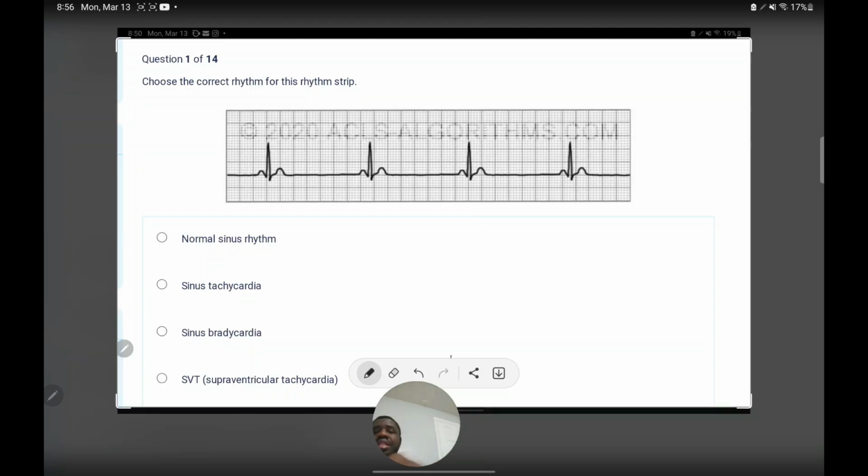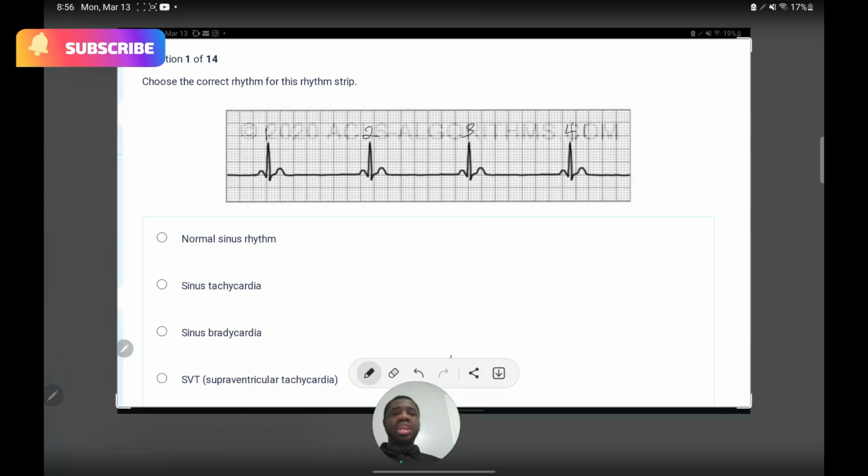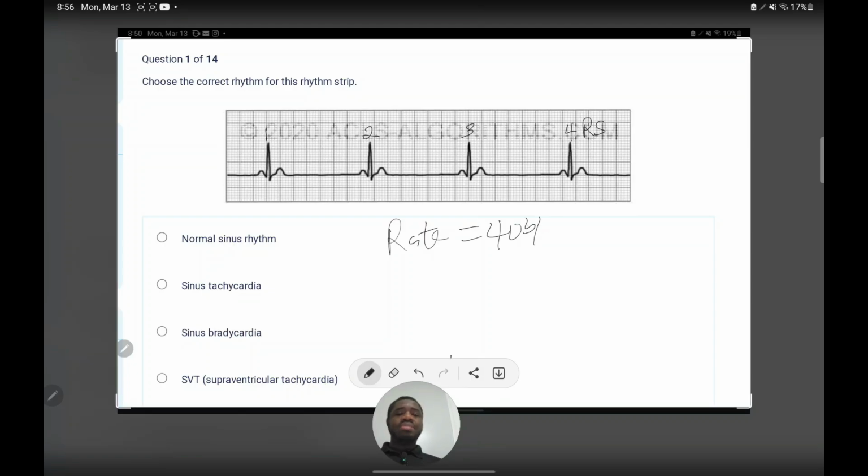So this is 1, 2, 3, 4. So we have 4 arcs here. So 4 times 10, that is 40 beats per minute. So the rate is 40 beats per minute. The next thing is to assess the rhythm.